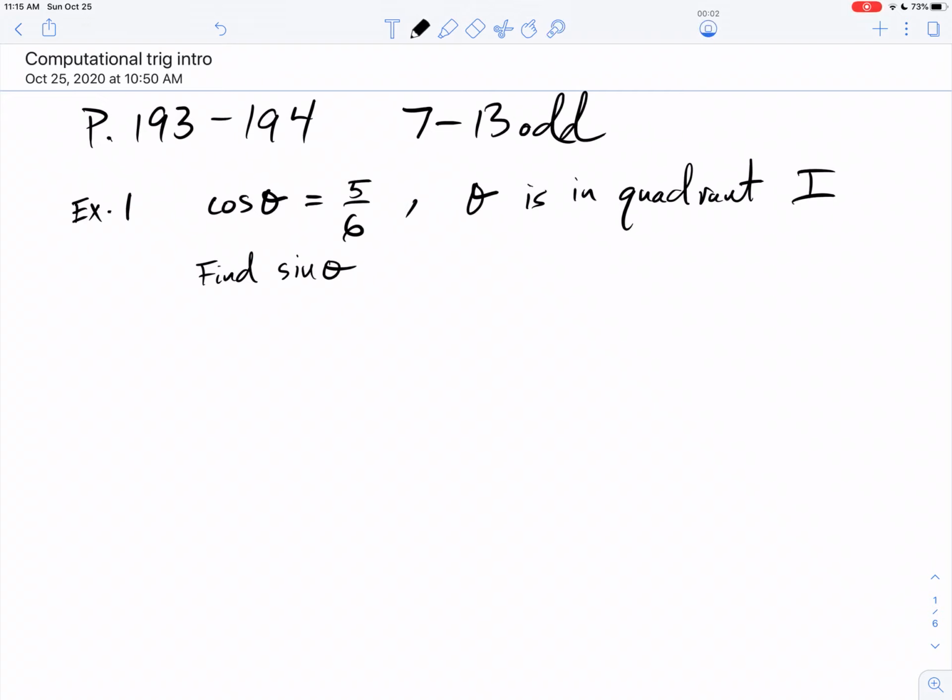Okay guys, let's do some computational trig. This is going to be a little break from the identities for the next few lessons. We're just going to do computations, meaning grab your calculator possibly and get to work on some more gentle trigonometry.